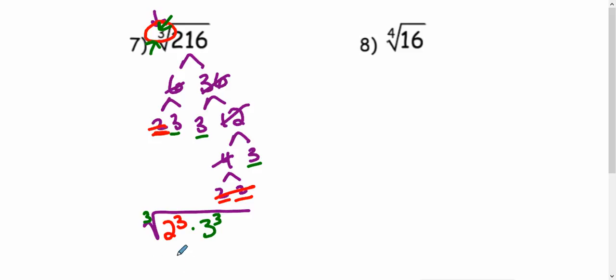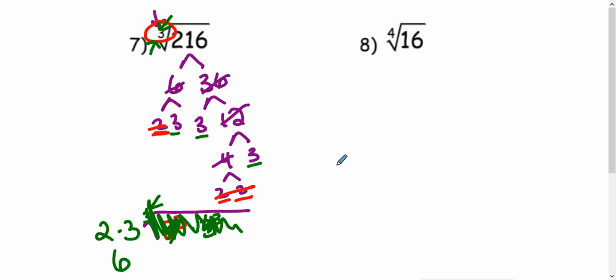Okay, so what can I pull outside of the radical? I can pull out a base of 2 and a base of 3. Again, this was because they have an exponent of what? Of 3. Is there going to be anything left inside my radical? Nope, not a thing. So our final answer is 2 times 3 is 6.